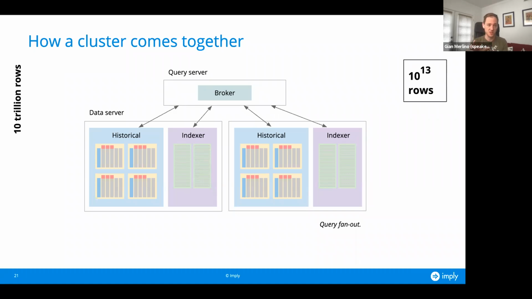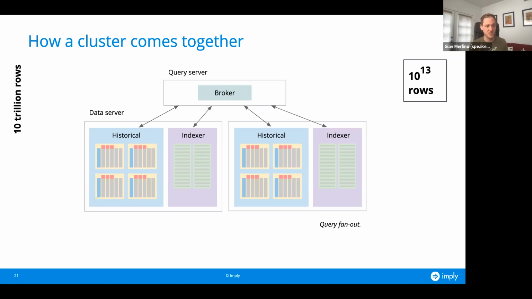At the top, you see the query server with a broker in it. When you, the user, make a query to the system, you query the broker. The broker knows what segments are on what data servers, and then it will fan out to those segments. And there's some smart things it does here. It will use the filters for your query to prune the list of segments to fan out.